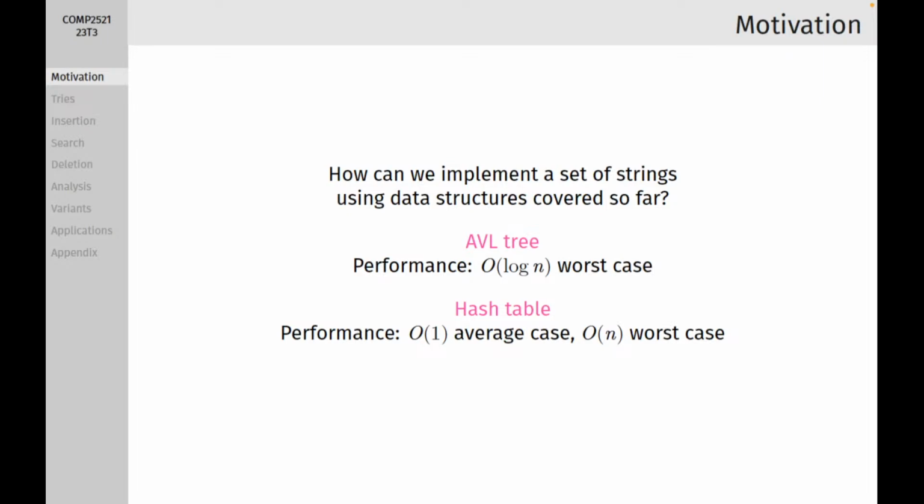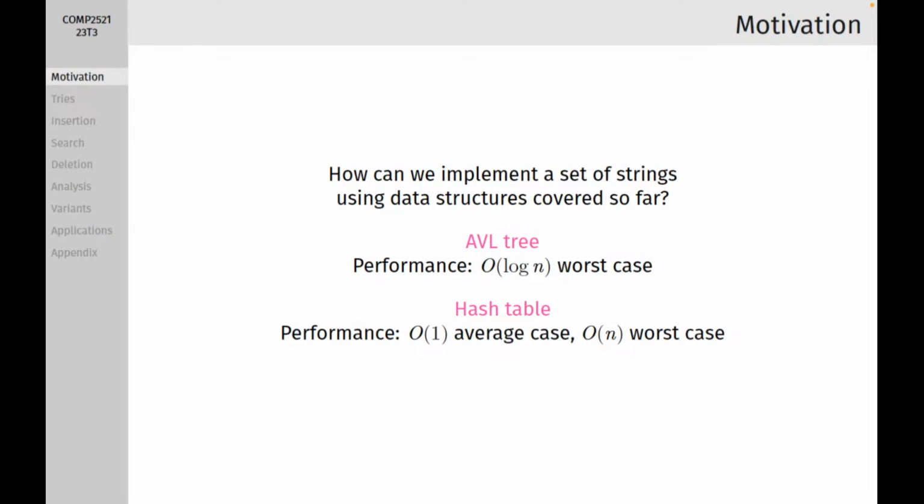So how can we implement a set of strings using the data structures that we've covered so far? We've learned 2 quite efficient data structures. We've got an AVL tree, which has a performance of log n in the worst case, and we've also talked about hash tables, which have a performance of O(1) on average, and also O(n) in the worst case, but in the case of hash tables, the average case is the more realistic time complexity.